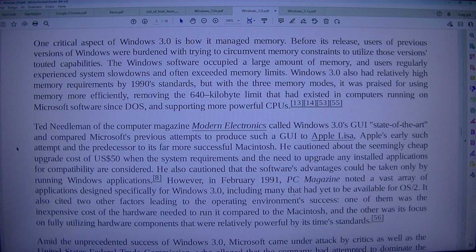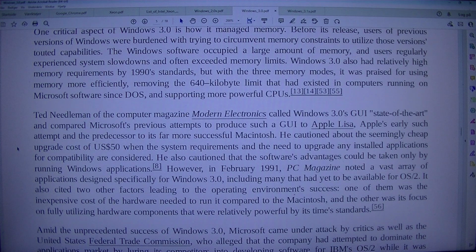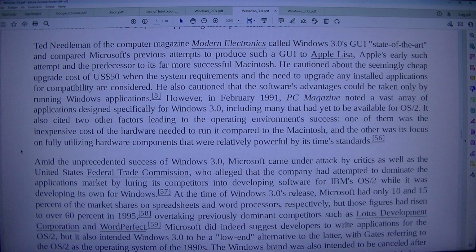Ted Needleman of the computer magazine Modern Electronics called Windows 3.0's GUI state-of-the-art and compared Microsoft's previous attempts to produce such a GUI to Apple's early attempt and the predecessor to its far more successful Macintosh.